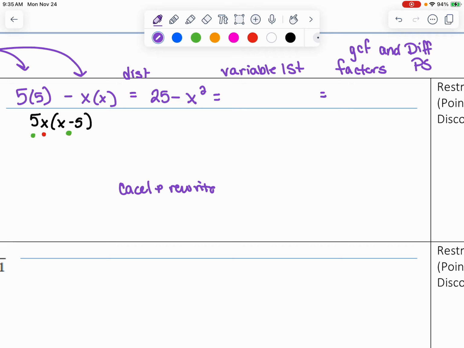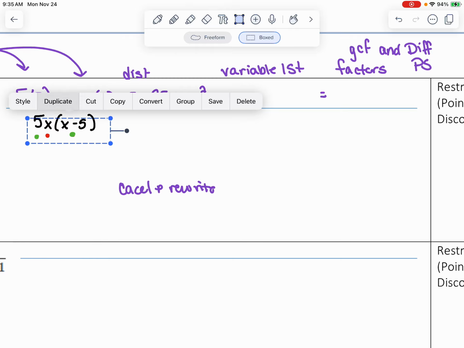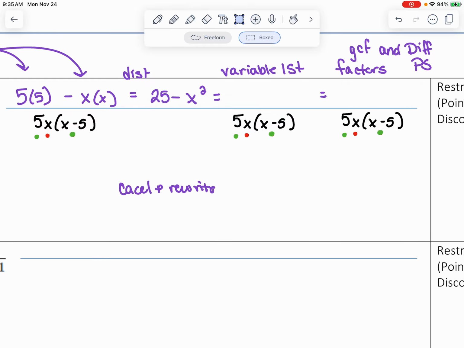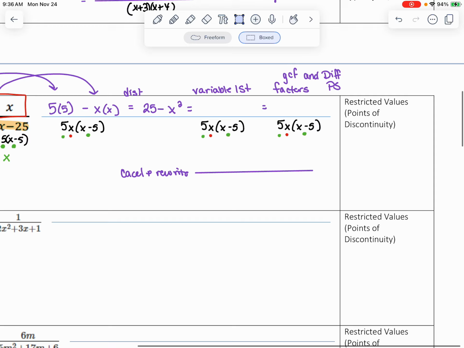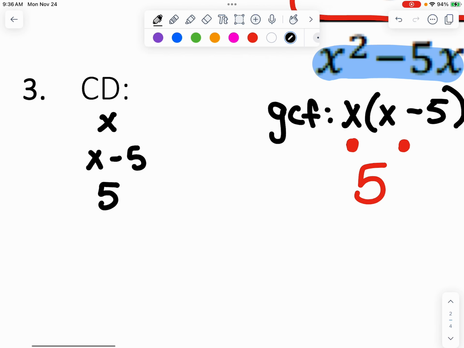Don't forget that each time this comes over. Right, so it will come over here when you make it variable first. It will come over here once you start factoring it. And then once you cancel and rewrite, hopefully you'll be able to see some stuff canceling and you can rewrite your final answer. So let's talk about the points of discontinuity or the restricted values. It comes from your common denominator over here. So these 3 items.